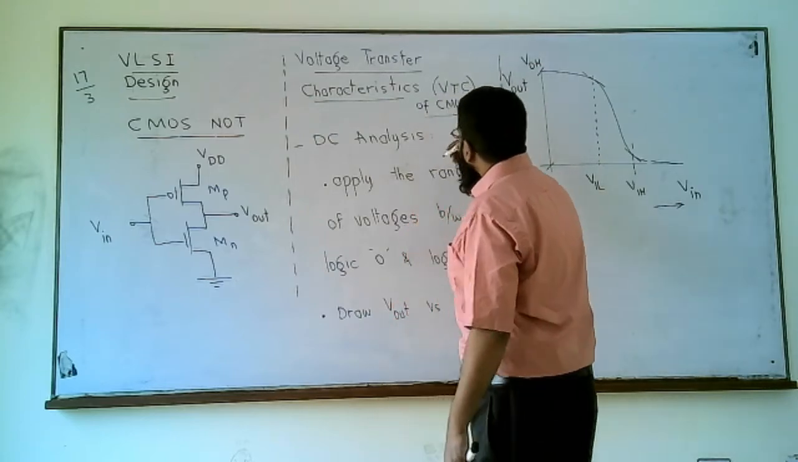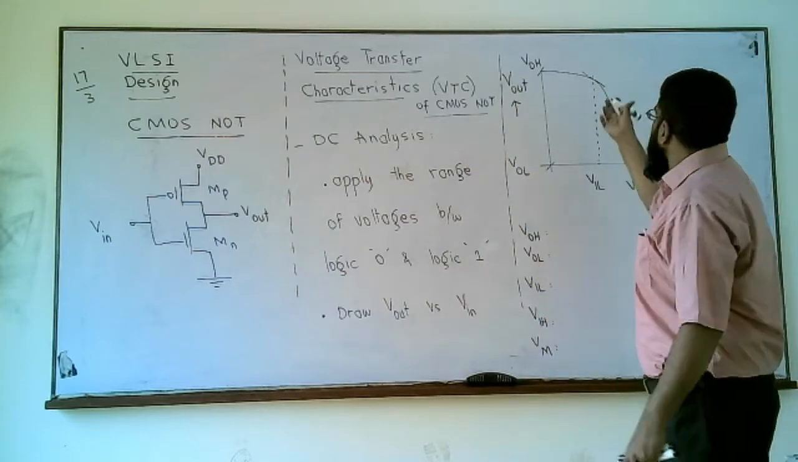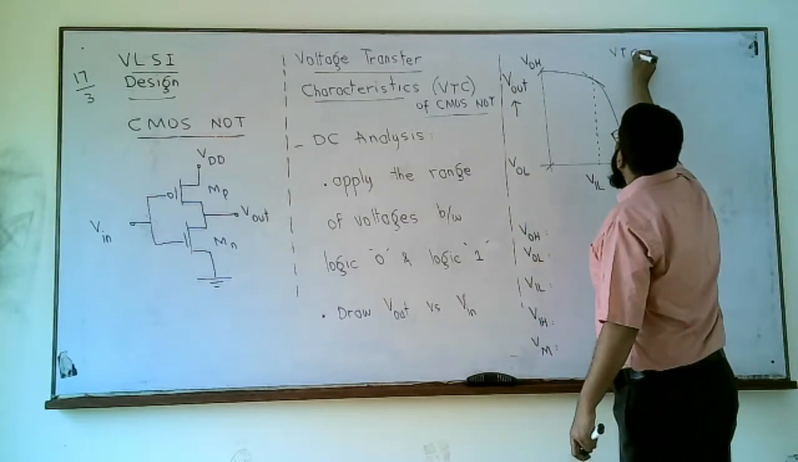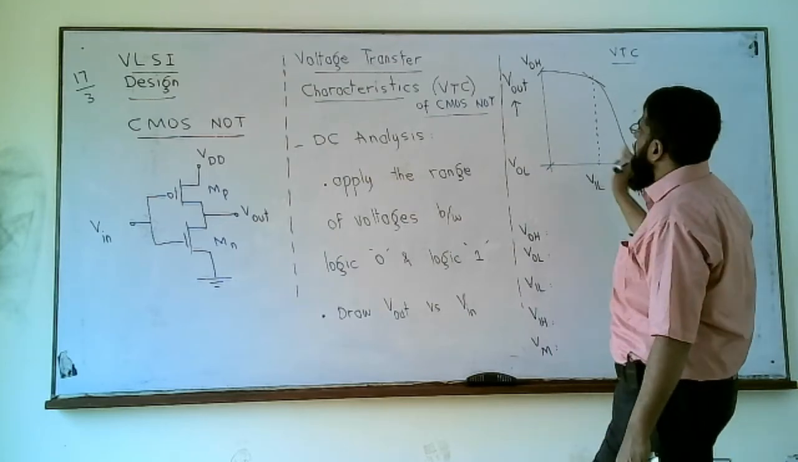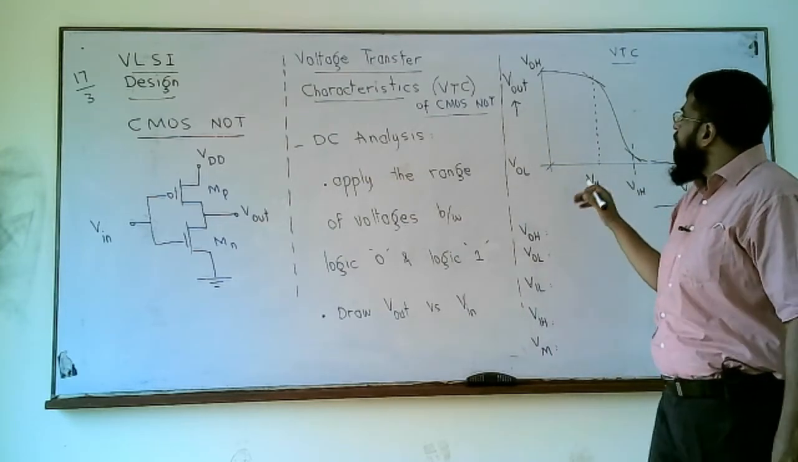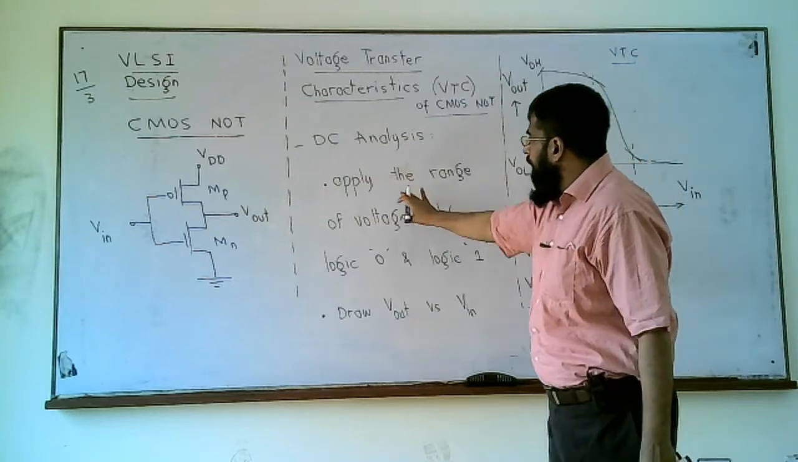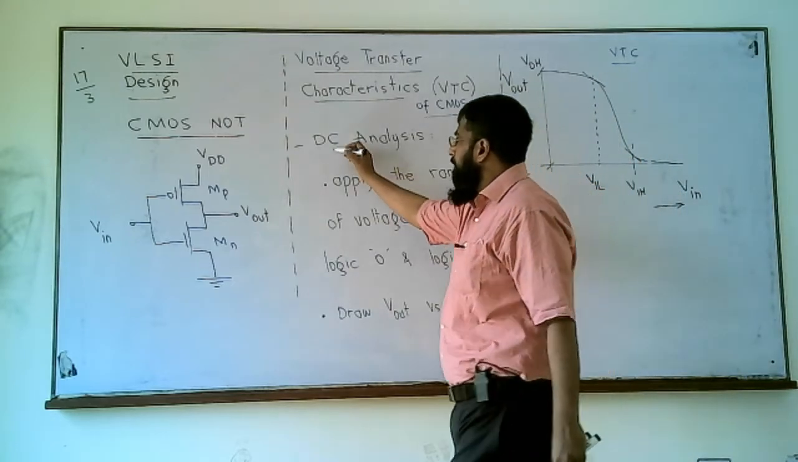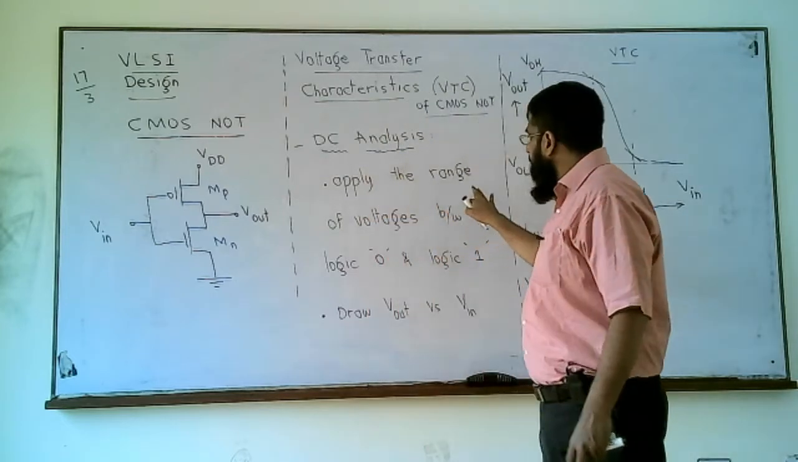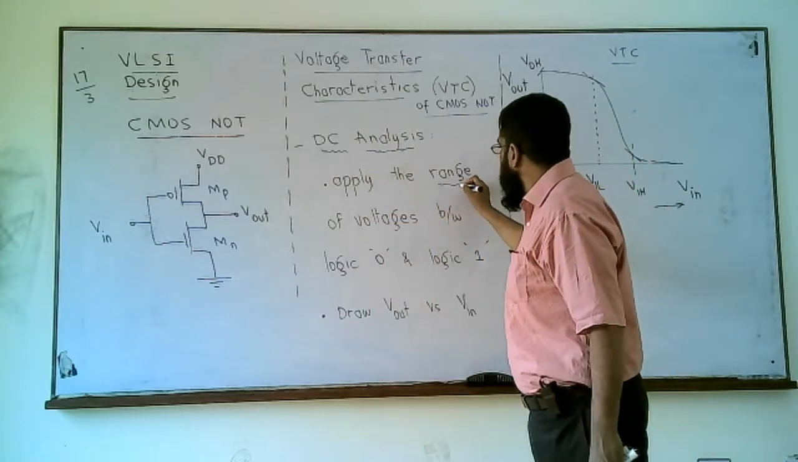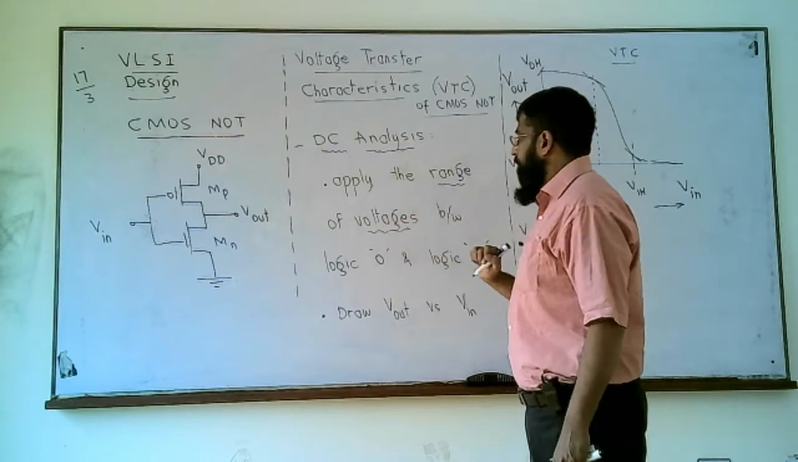To draw this VTC curve, where we have V in on the x-axis and V out on the y-axis, we have to apply DC analysis, and DC analysis is performed by applying the full range of voltages between logic 0 and logic 1.